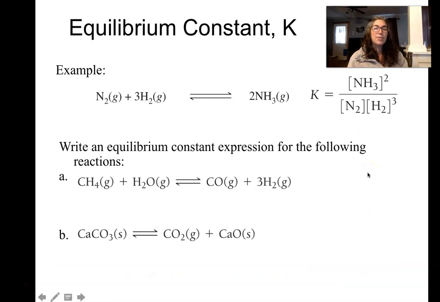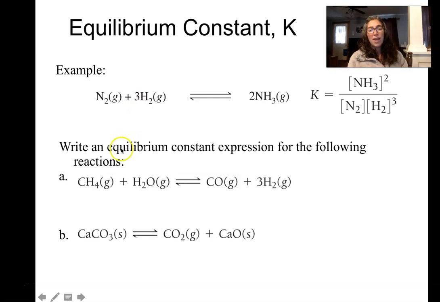So let's do some examples. This is a worked example here. So here's the equation to make ammonia from gaseous nitrogen and gaseous hydrogen. We've got N2 plus 3H2 reacts to form 2NH3. So the equilibrium constant expression would be K equals the concentration of the product, NH3, to the power of that coefficient 2, divided by the concentration of N2, there's no coefficient there, so there's no power, times the concentration of the other reactant, H2, raised to the power of 3 because of that coefficient 3 there.